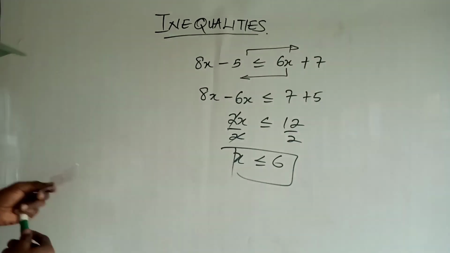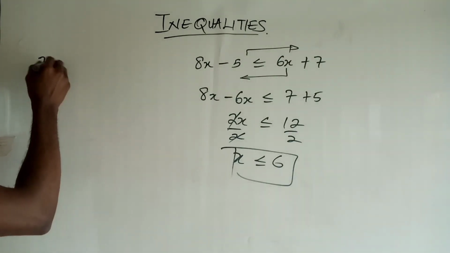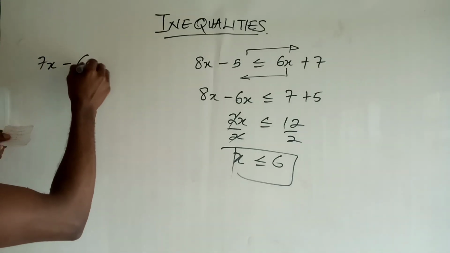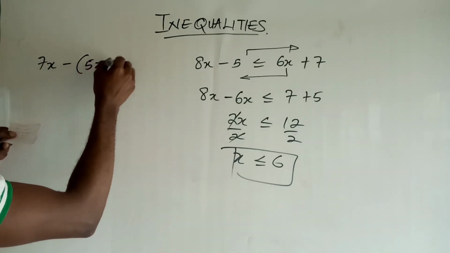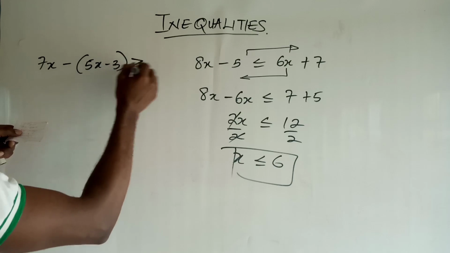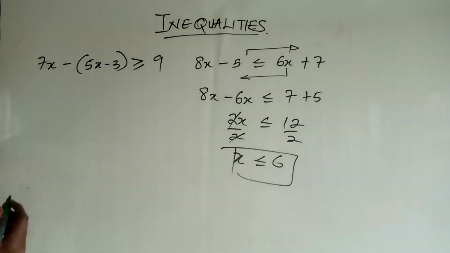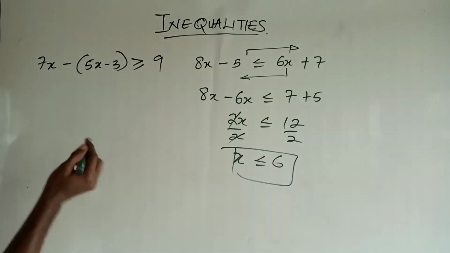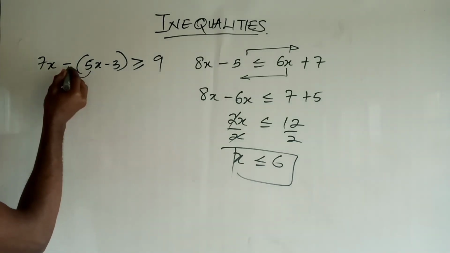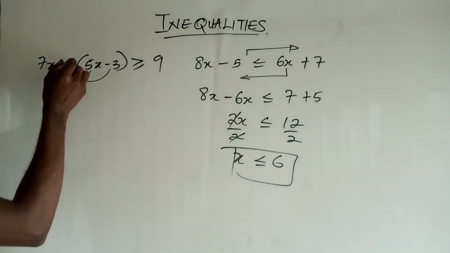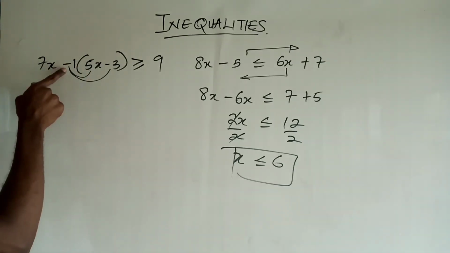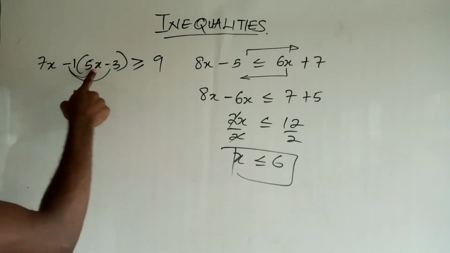So question number 3, it says 7x minus the bracket 5x minus 3 is greater than or equal to 9. That's the question we have here. The first thing you want to do is to remove the bracket. You use this guy to open up the bracket. Actually, there's an invisible 1 here, so you use minus 1 to distribute into this parentheses.